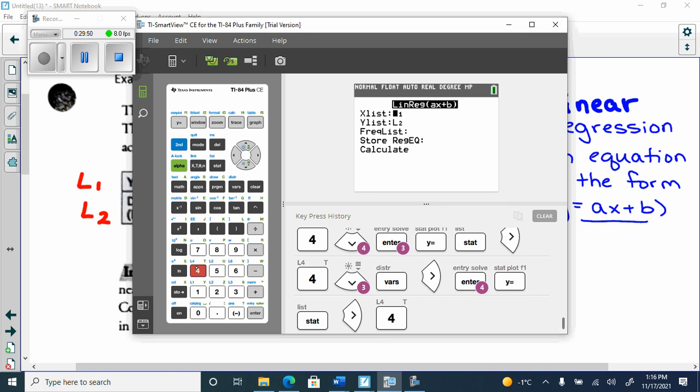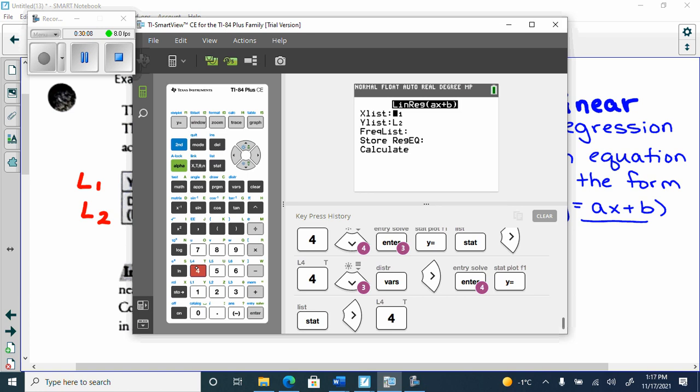It says send the regression to y1 by pressing y equals. So the first thing you're going to do, after you get that equation, you have the equation on your screen, correct? You're going to press y equals. And you're in y1 now. Everyone's on y1? Yeah. Okay.